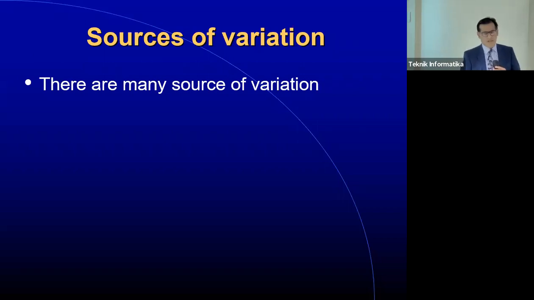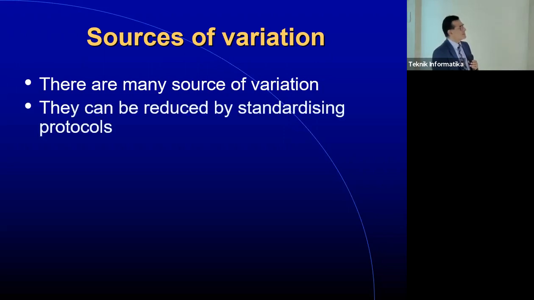So that's the end of the depression bit, right? So what I've told you is that there are many sources of variation. And that's going to be the biggest confounder for the AI algorithms.